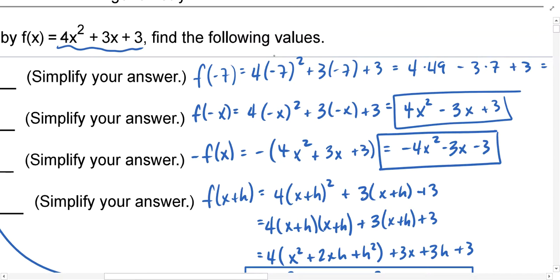And anytime that I perform a substitution, I use a set of parentheses, and I place a number inside there, especially when the number is negative. That helps me understand the end result just a little bit more clearly.